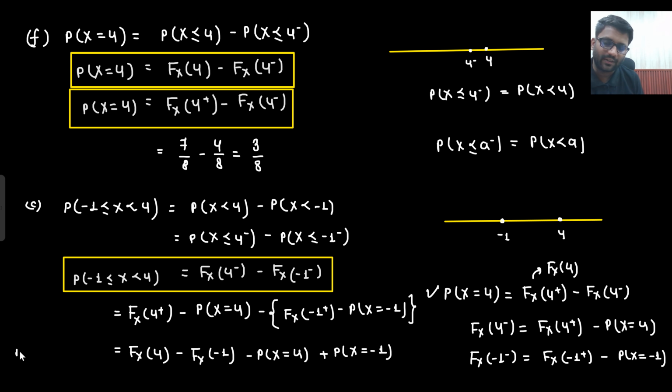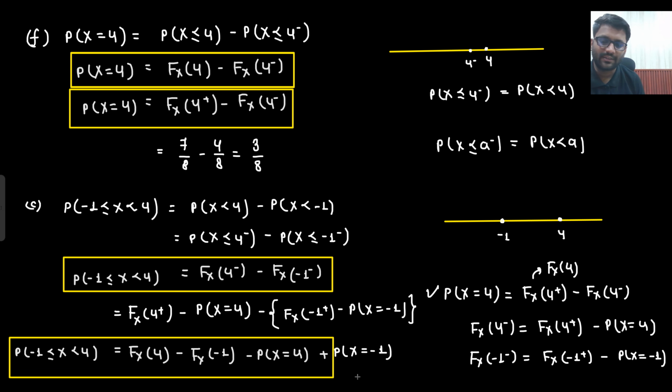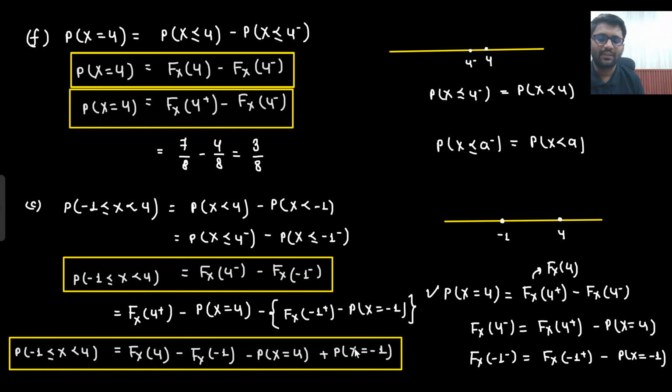So this could be mentioned in the option. High chances are there that this particular thing would be mentioned in the options. Fx of 4, minus 1, probability at x equal to 4, probability at x equal to minus 1. Now you are able to think, right? What fx of 4 will say? Including the 4, everything. Including the minus 1, everything.